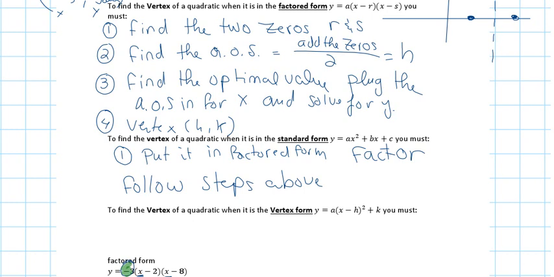Okay? When it's in standard form, you have to factor first, then you have to find the zeros, find the axis of symmetry, find the optimal value, and write it in vertex form. Okay, let's look at an example.